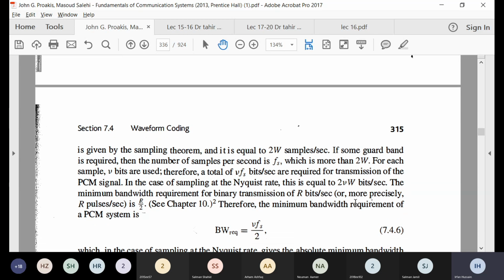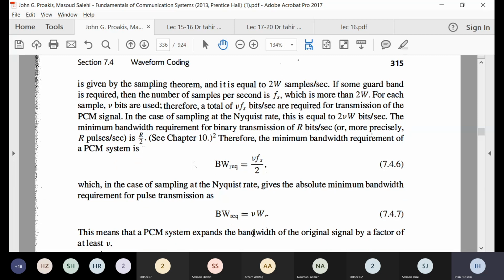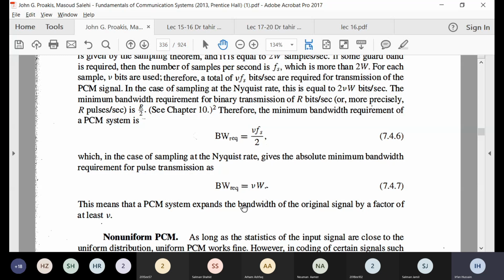The minimum required bandwidth for transmission of R bits per second is R over 2. The details will come in the appropriate chapter. Here you just have to see that if I want to transmit 2vW, then I must have a bandwidth of vW. Or in other words, if I want to transmit v Fs bits per second, I must have a bandwidth of v Fs over 2. In terms of the Nyquist rate, Fs is 2W, this becomes v into W. So this means that PCM expands the bandwidth of the original signal by a factor of v.